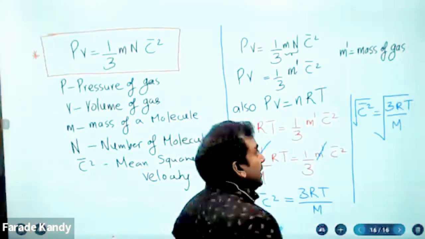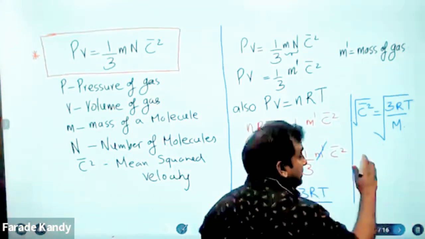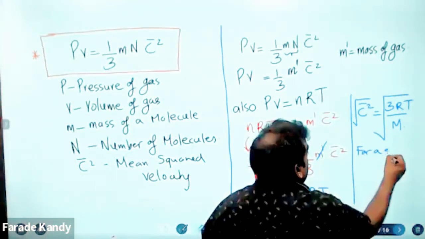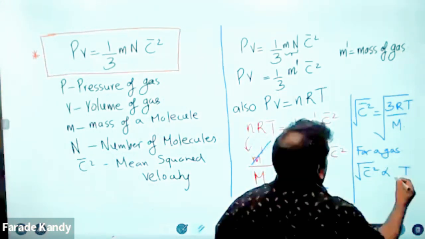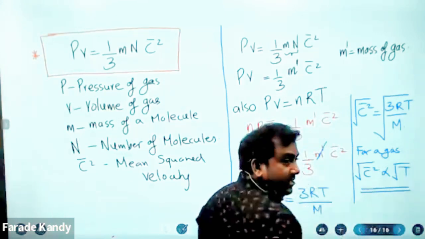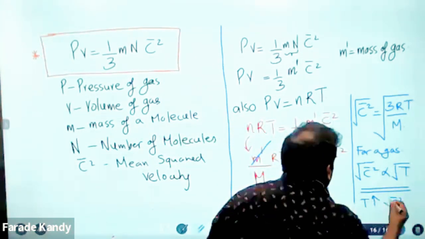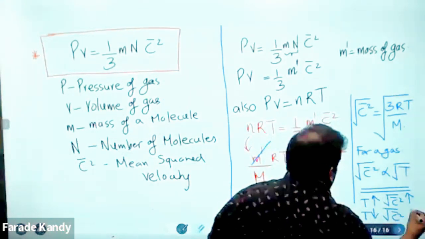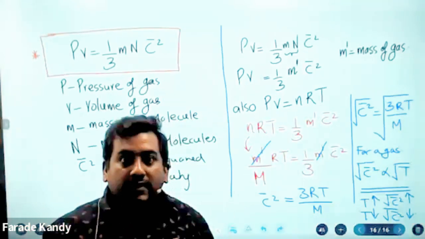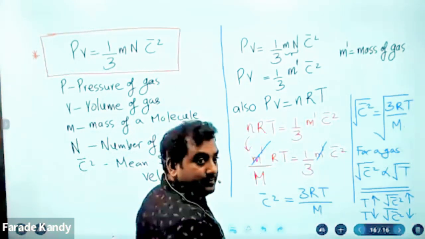Looking at this, what can you say? 3 is a constant, R is a constant, molar mass is a constant for a gas. So for a gas, I can say root mean squared velocity is proportional to the square root of absolute temperature. When temperature increases, root mean squared velocity will increase. Temperature reduces, root mean squared velocity will reduce. I'll quickly prove and go. After the break, you can slowly write it. From here, we can go again.